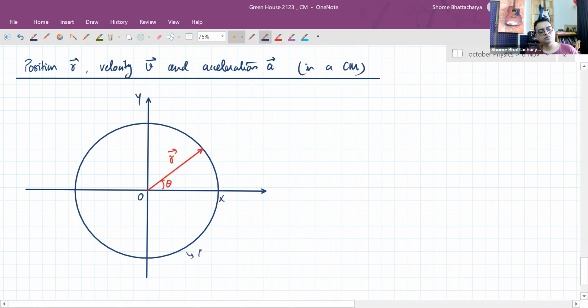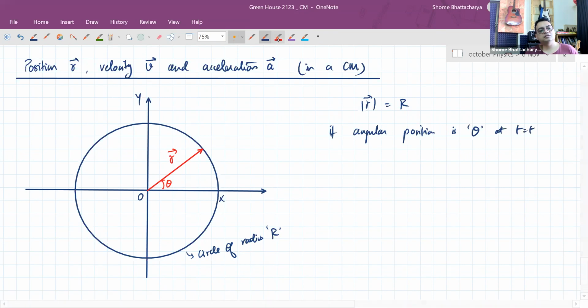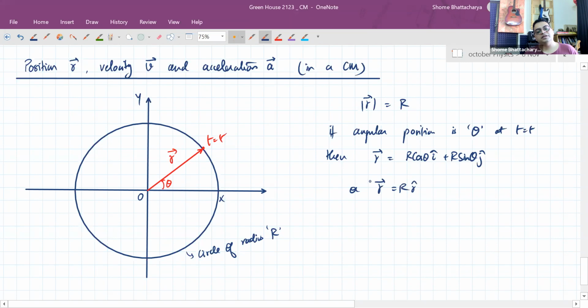So this is a circle of radius capital R, let's say, then the magnitude of the position vector at any time is R. If the angular position is theta at some time t, this is where the particle is located at time t, then the position vector at that time is R cos theta i cap plus R sin theta j cap, or the position vector is simply the radius multiplied by the radial unit vector.